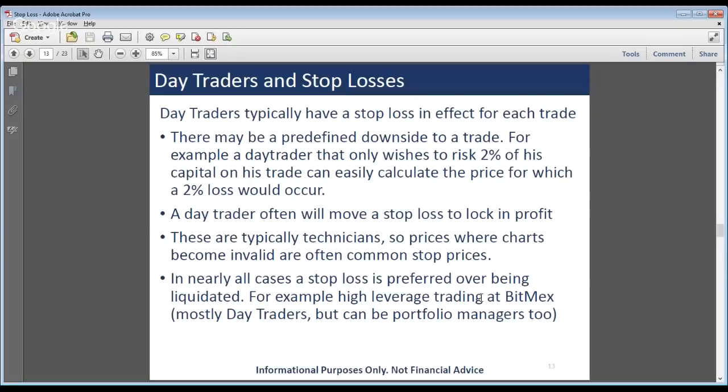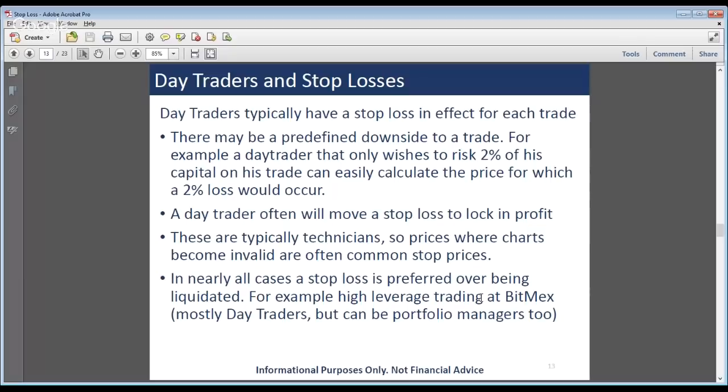Now, the best day traders are already going to have a predefined downside or risk allocated to each trade. For example, a day trader that only wishes to risk 2% of his capital on a trade can easily calculate the price at which a 2% loss of his capital would occur, and he can just set a stop right there. Although I would actually recommend, and I'll show you why, that I would try to be fancy with my stop losses a little bit to make sure I get execution, or a better chance of execution, with a 2% loss. A day trader will often move his stop losses up to lock in profits, because again, his goal is to make small gains.